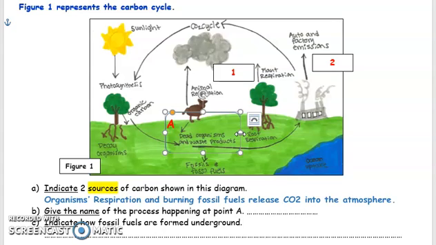What happens to dead organisms? Decomposers such as bacteria, worms, insects, and fungi decompose dead bodies and change them into minerals in the soil. And one of these minerals is the carbon for sure. So what's happening at point A? It's decomposition of dead bodies.